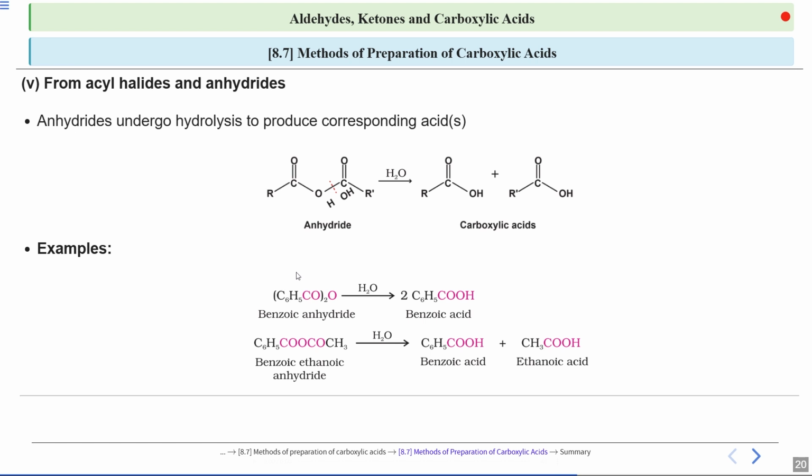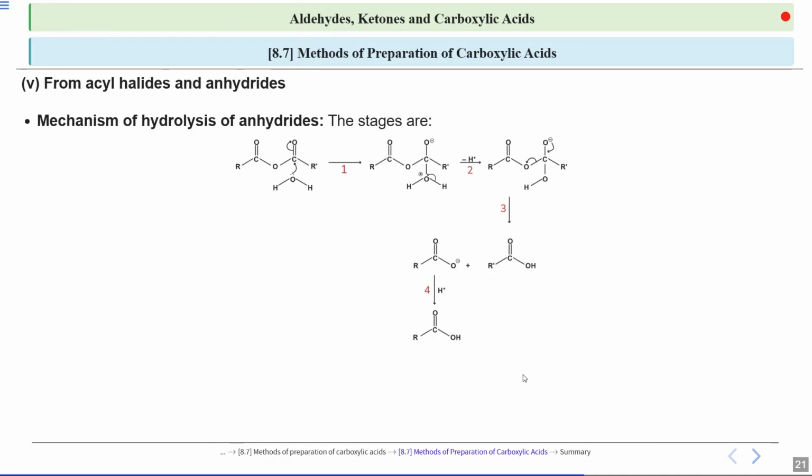If you look at this particular example, you have benzoic anhydride. When you hydrolyze it, you get two molecules of benzoic acid, which is a carboxylic acid. Similarly, here you have benzoic ethanoic anhydride. When you hydrolyze it, you get one molecule of benzoic acid and one molecule of ethanoic acid, because R and R dash are not the same over here. Here R is C6H5 and R dash is CH3. In the earlier case, R and R dash are the same, so you get two molecules of benzoic acid. Here this is C6H5 C double bond OH, and the other molecule is ethanoic acid.